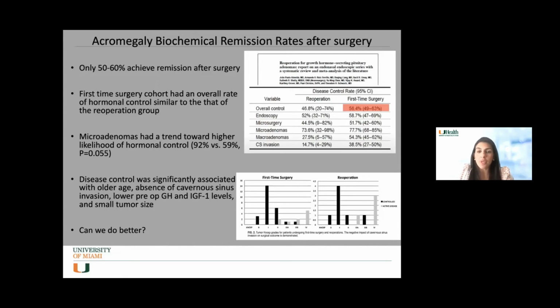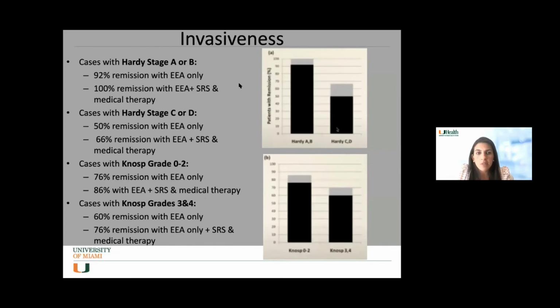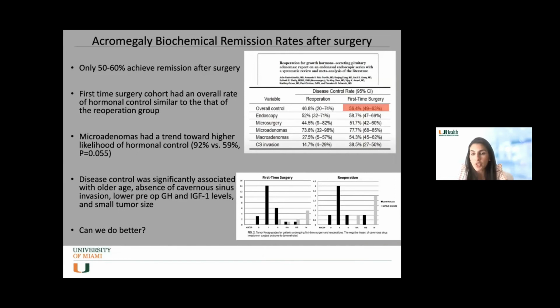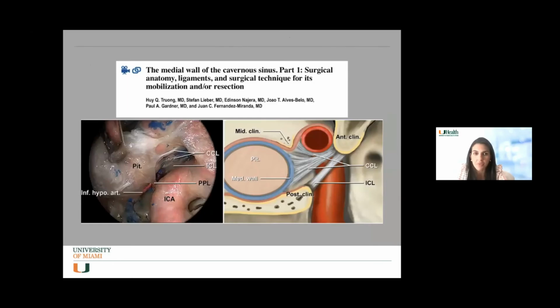So we can certainly get some biochemical remission with surgery alone, especially in the tumors that are limited in their invasiveness. We can certainly improve biochemical remission rates when we add SRS and medical therapy. But can we do better just with surgery, right? Because if we're saying that our first surgery is our best bet, how can we be most aggressive in our first surgery and be safe?